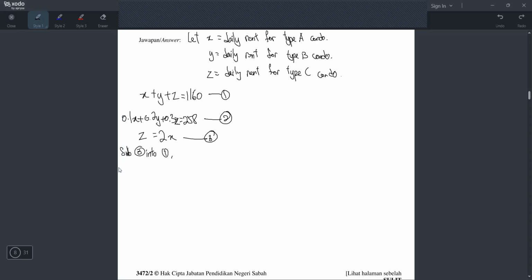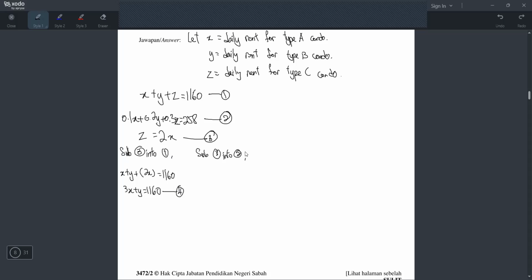Okay, 3 into 1 first. So it will be x plus y plus z equals 1160. And the z I will put 2x. 2x plus x is 3x plus y equals 1160. And then I will stand by here, call this equation 4. And then I will stop for a while and then do the other one, which is sub 3, but this time into 2, right?